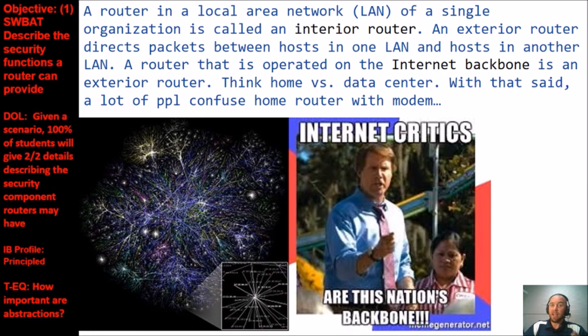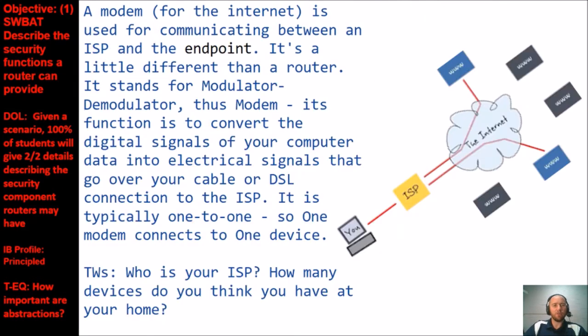And with that said, a lot of people at their own homes confuse a router with a modem, so let me clarify that for you. A modem is for the internet. It's used for communicating between an ISP and an endpoint, and usually your home is the endpoint. It's a little different than a router in the sense that it stands for modulator demodulator, so thus modem, and its function is to convert the digital signals of your computer data into electrical signals that go over your cable or DSL connection to the ISP. And it is typically one-to-one, so one modem connects to one device.